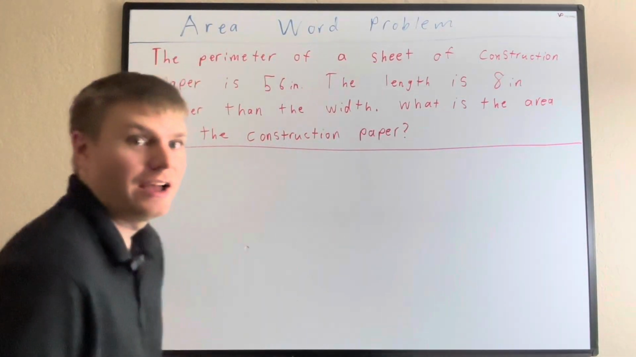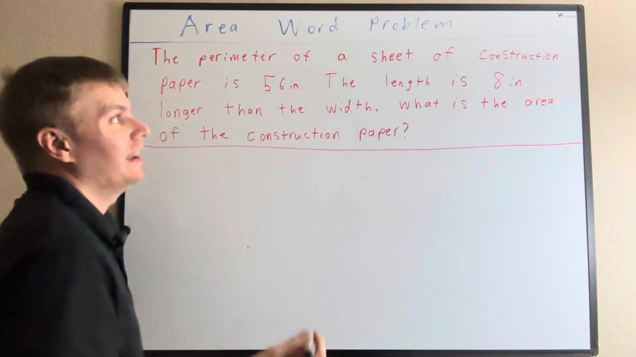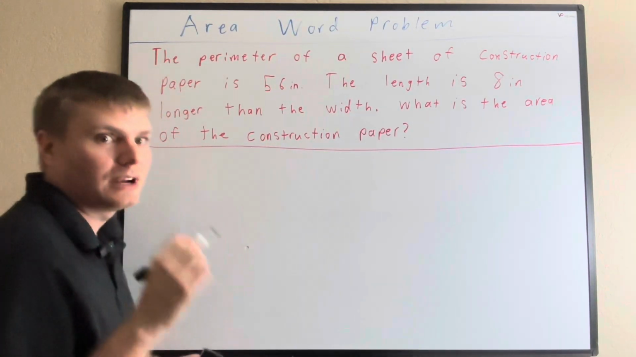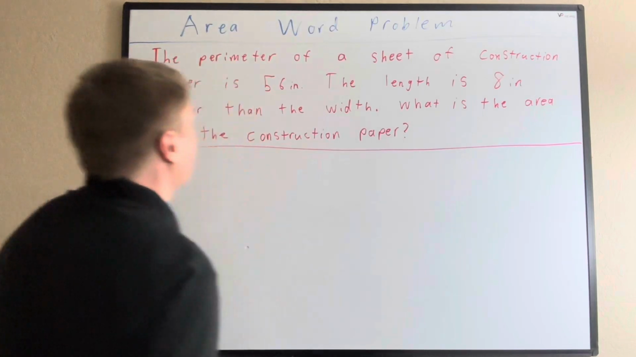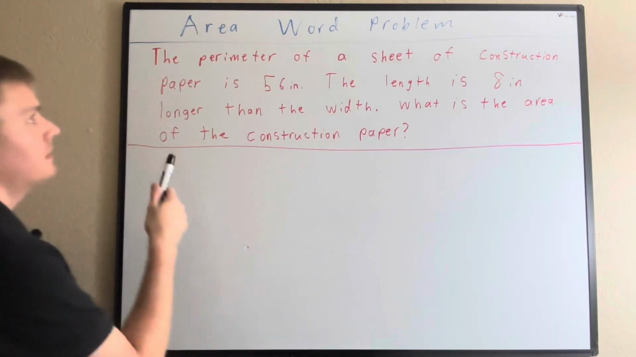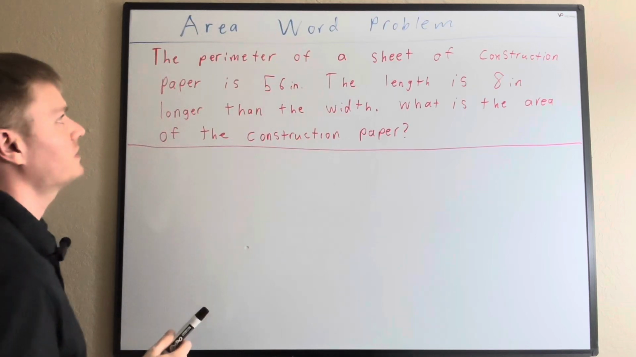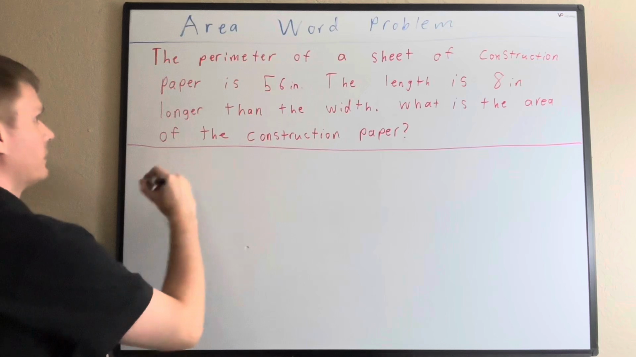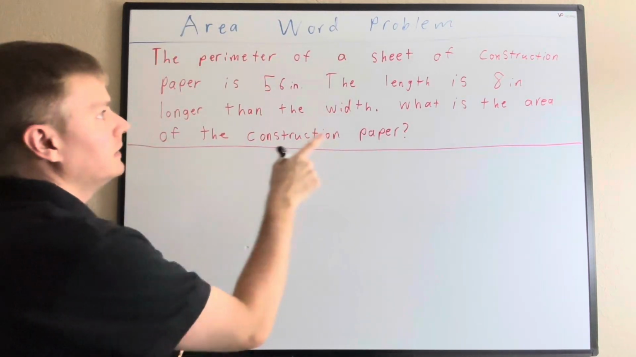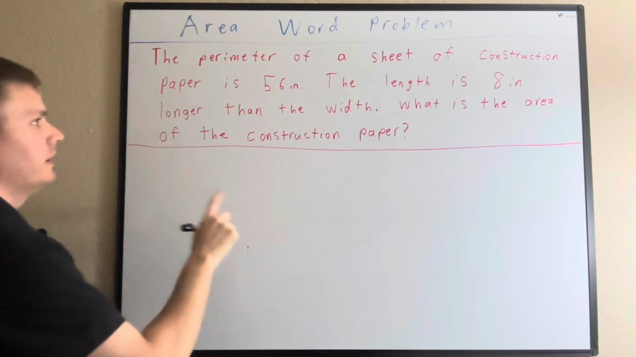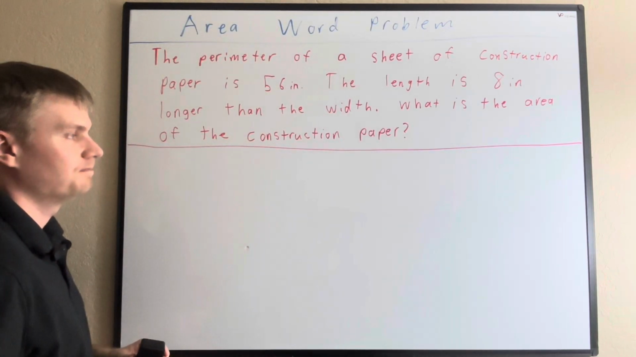Right, in this video, I'm going to solve a word problem that has to do with area of a rectangle specifically. Now, the word problem we have is the perimeter of a sheet of construction paper is 56 inches. Okay, well, they gave us the perimeter. That's nice. The length is 8 inches longer than the width. What is the area of the construction paper?